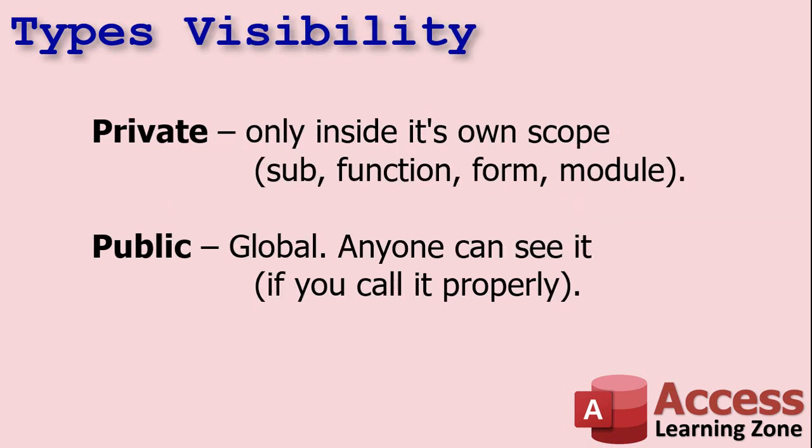Now, in addition to scope, you've also got visibility, okay? Private, that means that the variable is only visible inside its own scope. So inside that sub or function, inside that form, or inside that module. And public means it's global to the entire database. Everybody can see it, but you've got to still call it properly by its proper name. We'll talk about that in a minute.